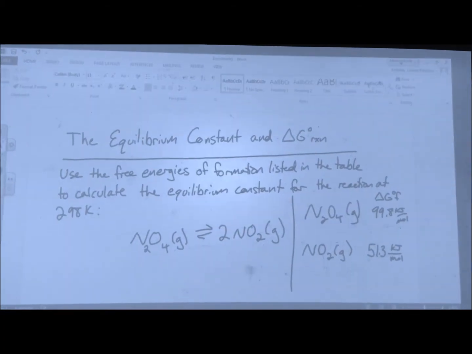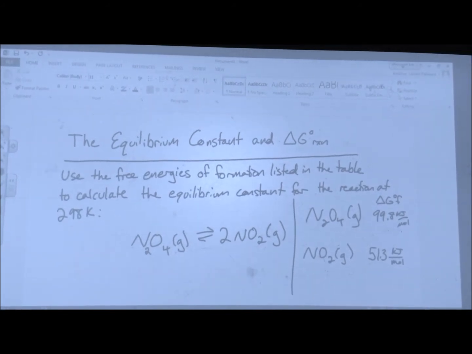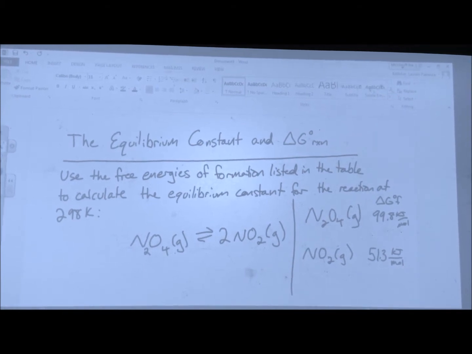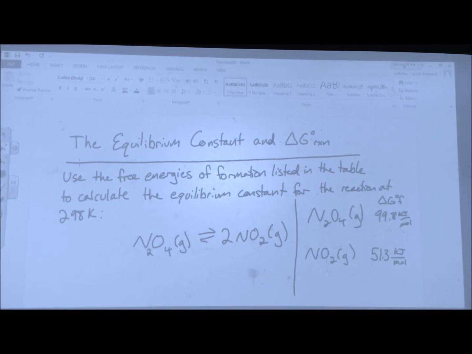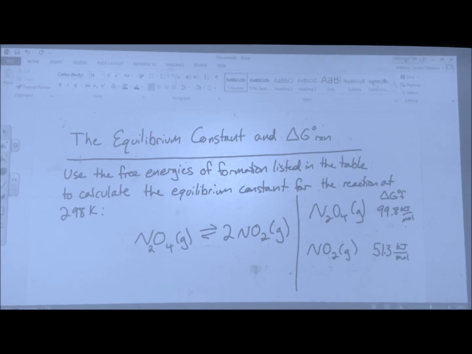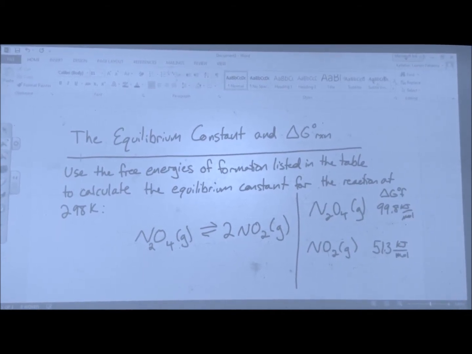Today we are going to talk about the relationship between the equilibrium constant and the delta G of a reaction at standard conditions. The problem states, use the free energies of formation listed in the table to calculate the equilibrium constant for the reaction at 298 K. So I went ahead and wrote the reaction that's given to us, and then the table is to your right.